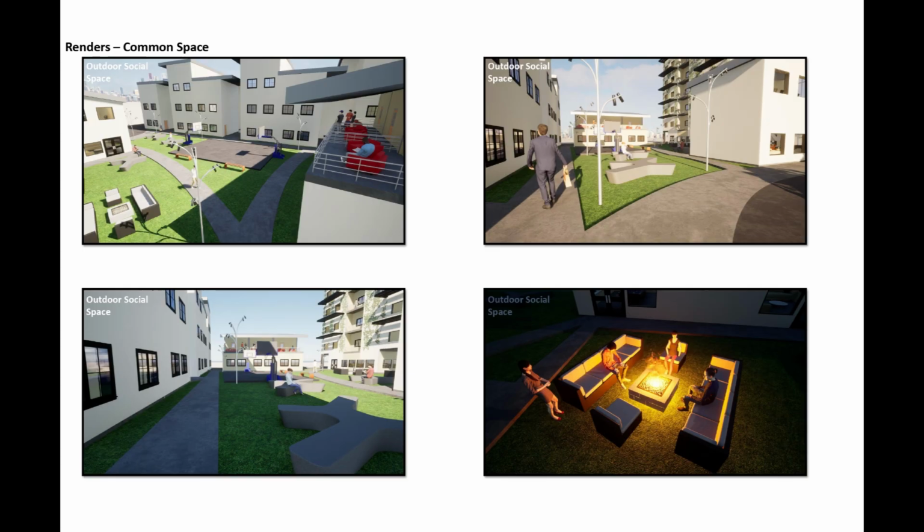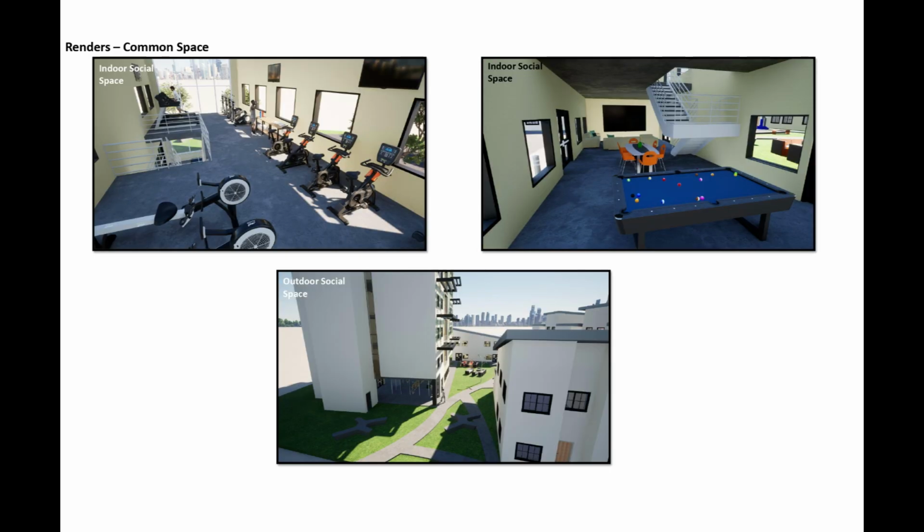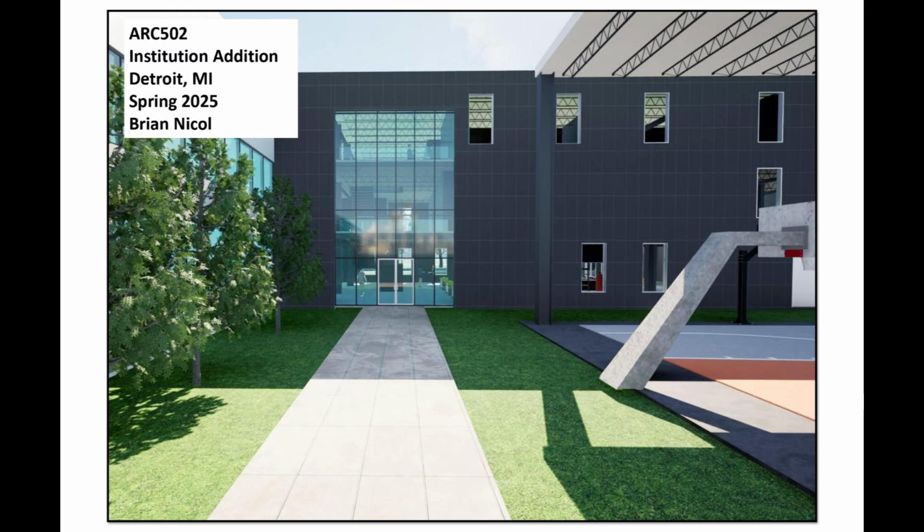Then we'd go into the outdoor common space that is provided for the tenants, some indoor and outdoor social spaces that are provided as amenities to the tenants, and these renders would ultimately cap off the project for the residential units in Los Angeles. Next, we get into ARC502, which was an institution edition in Detroit, Michigan that I completed in spring of 2025.